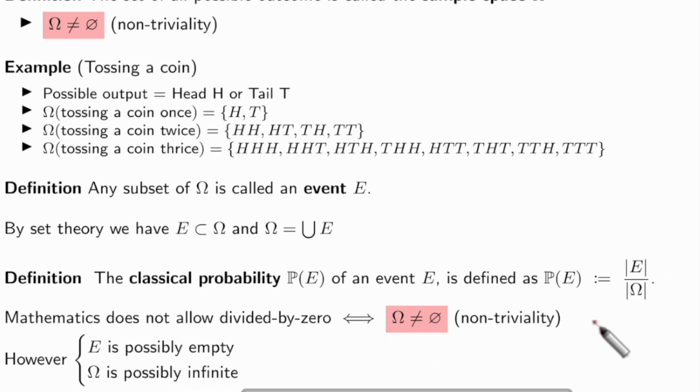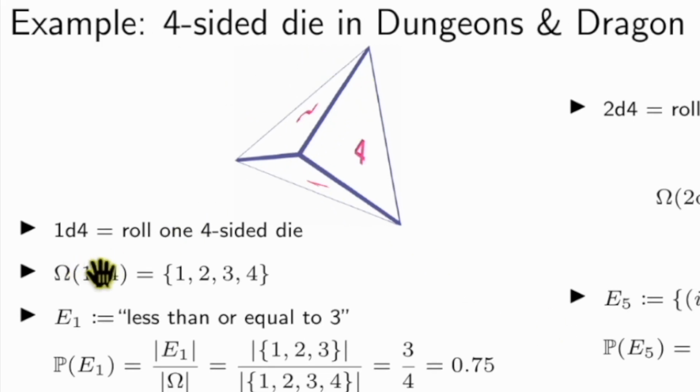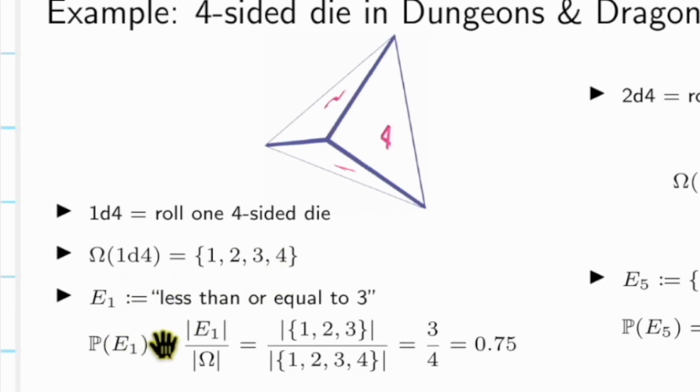Omega can also be an infinite set. Example, suppose I have a 4-sided die, and then I do 1d4. That means roll this 4-sided die once. What's the sample space? 1, 2, 3, 4. Let's say my event E1 is defined as less than or equal to 3. What's the size of this E1? It's less than or equal to 3, that means 1, 2, 3. The sample space is 1, 2, 3, 4, so the size will be 4. So you have 3 divided by 4. That means the probability of getting event 1 is 0.75.